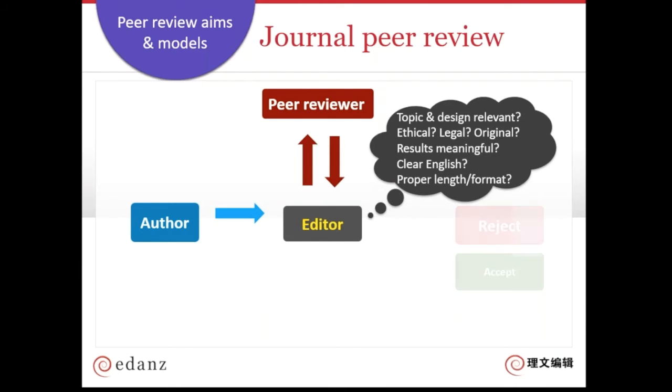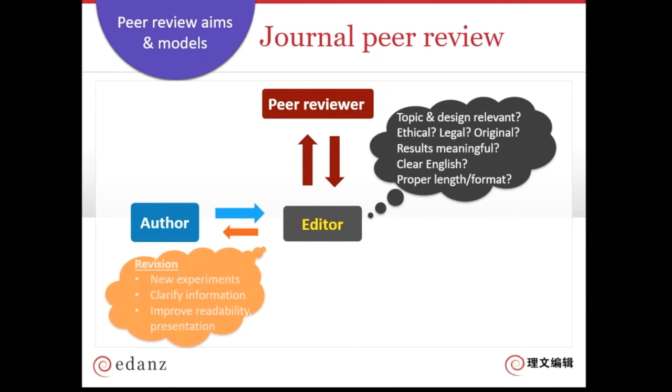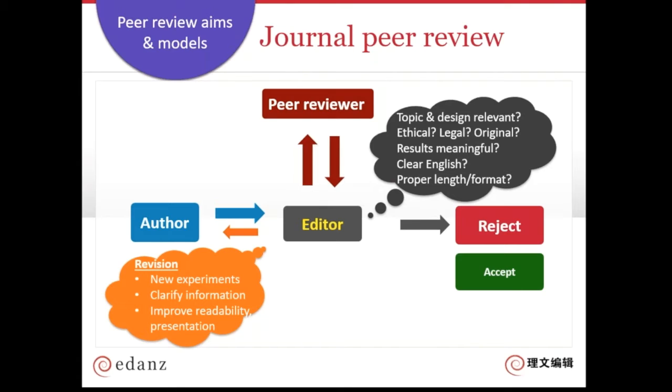Usually they'll ask the author to revise, and they'll ask them to revise for these types of things: new experiments, clarifying information, clarifying the text or presentation. Within the deadline, the author returns the paper to the editor, who can then make the final decision. Sometimes it goes back to the peer reviewers.